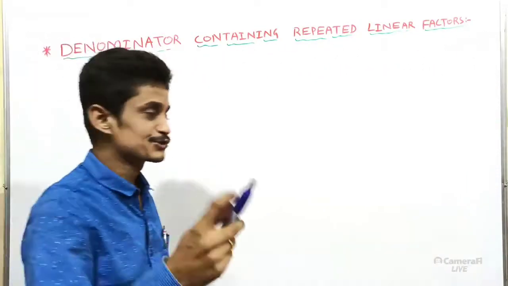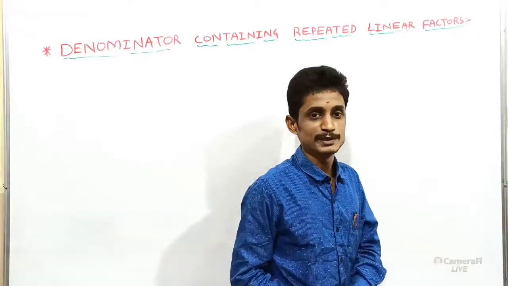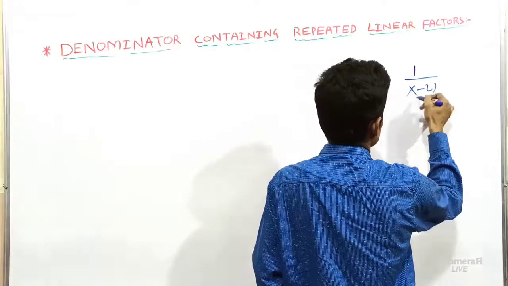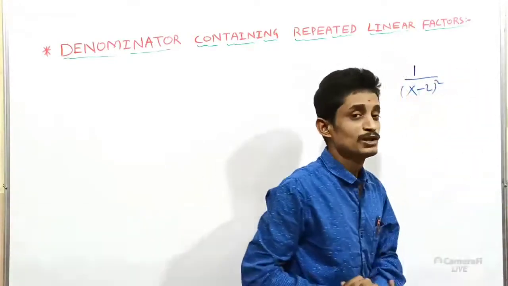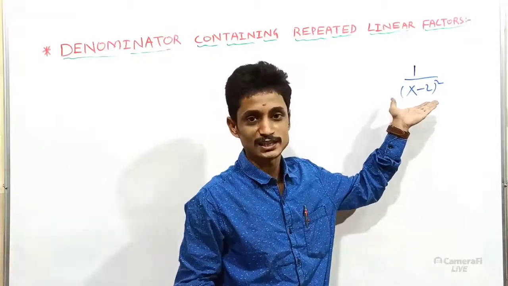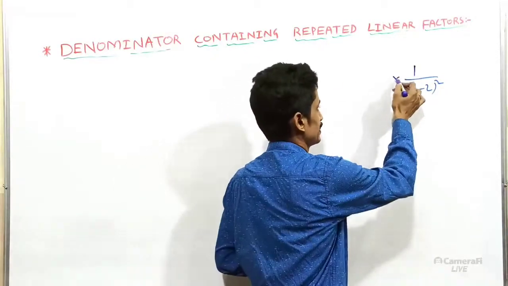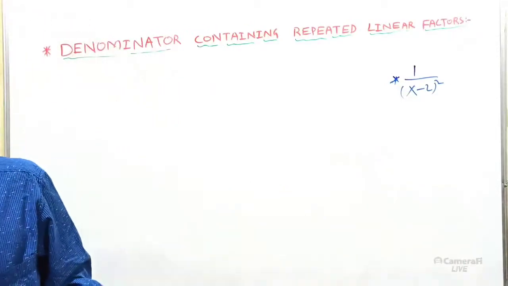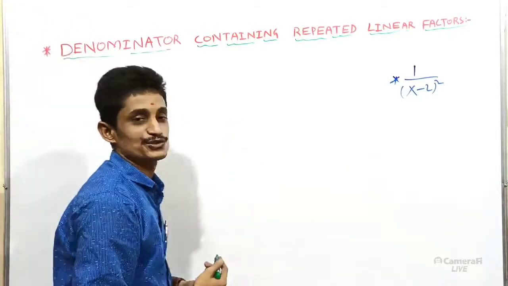One challenging question for you. Later you have to discuss with me in the WhatsApp group. This is the challenging question: x minus 2 whole square. Resolve into partial fractions. You will get some idea regarding that problem. Take this challenging problem for yourself. Split it. Now, I will go to the next concept.